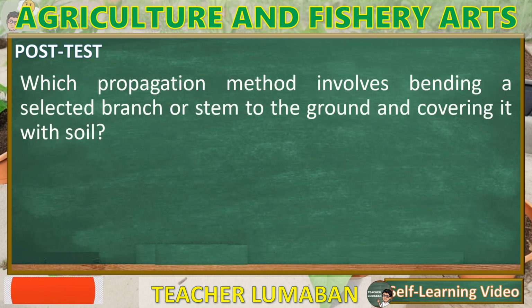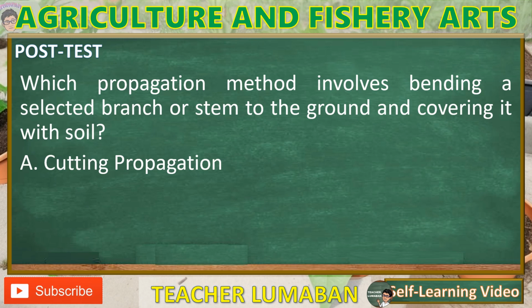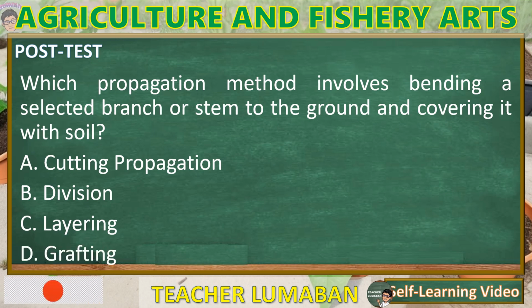Which propagation method involves bending a selected branch or stem to the ground and covering it with soil? A. Cutting propagation. B. Division. C. Layering. D. Grafting.